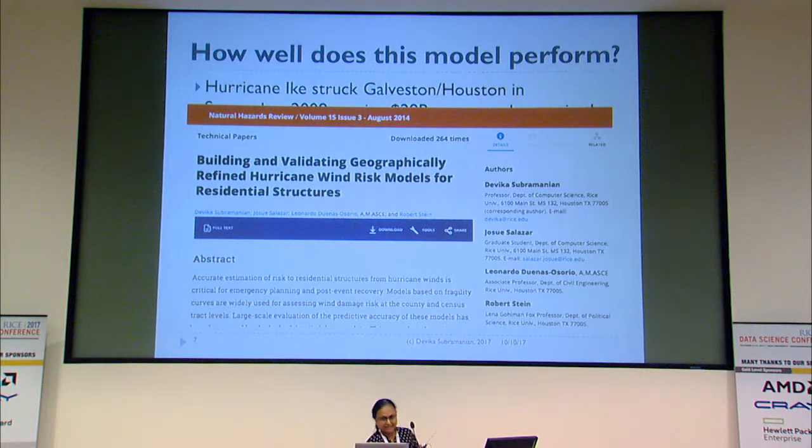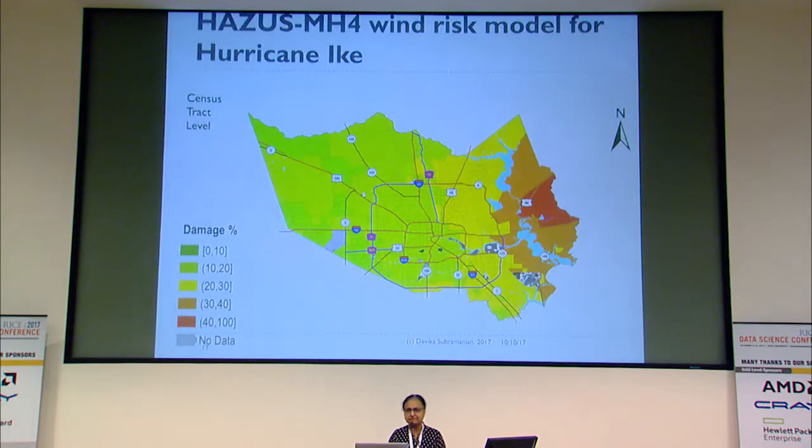Oh, I was supposed to animate that, but never mind. In August 2014, my students and I found a way. We used this data of 800,000 homes where damage assessments were made, and I'll share with you the results of that particular evaluation. Here is the wind risk model for Hurricane Ike, predicted by that model I spent a few minutes talking about.